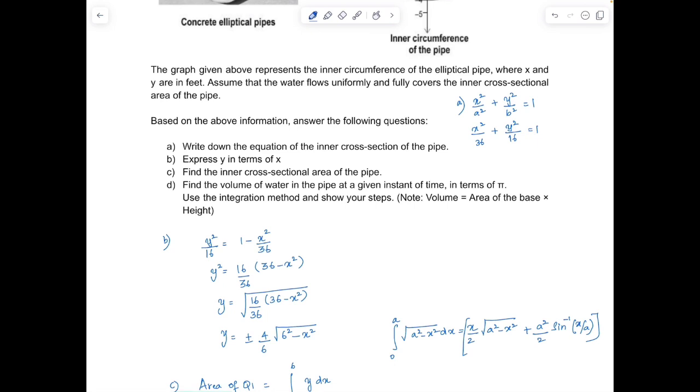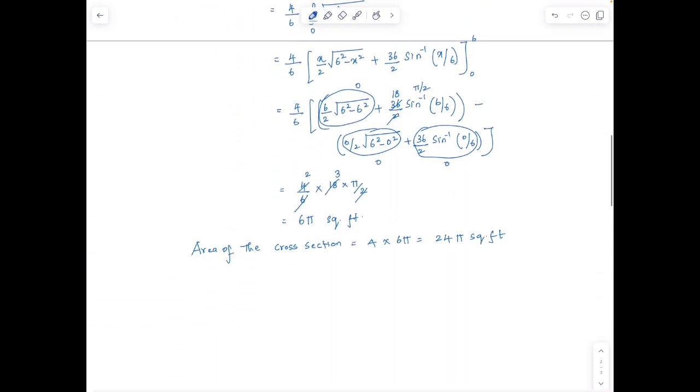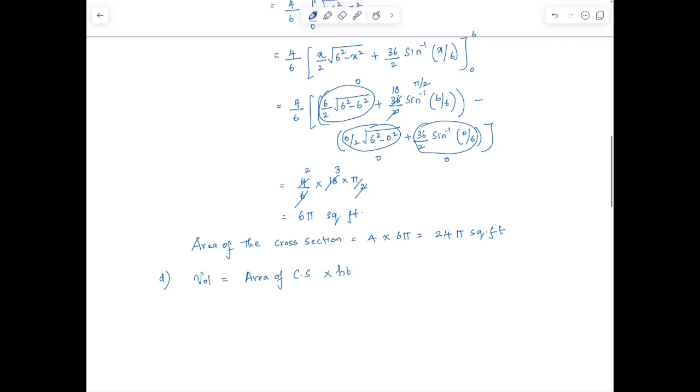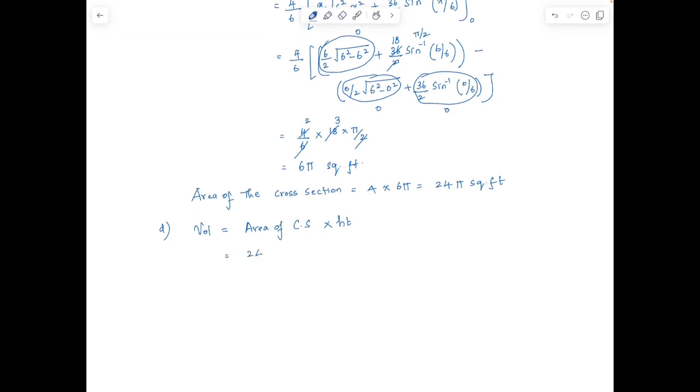Subdivision D. Find the volume of water in the pipe at a given instant of time in terms of pi. So volume is equal to area of cross section into height. Area of cross section is 24 pi and the height of the pipe is 10 feet, which gives us 240 pi cubic feet.